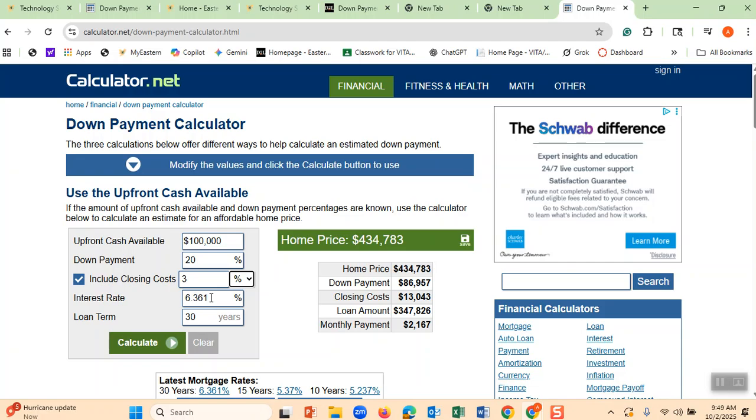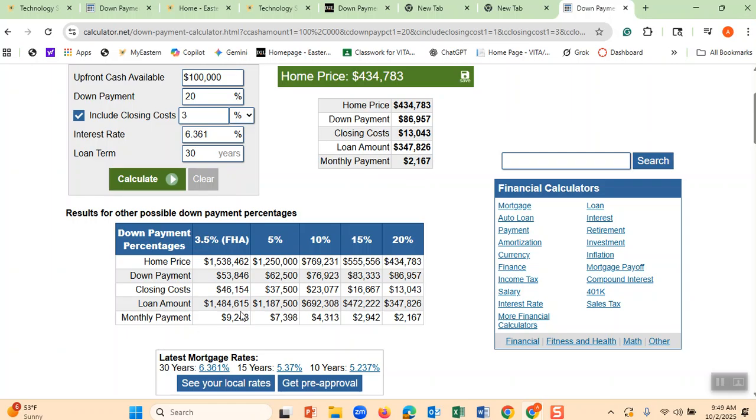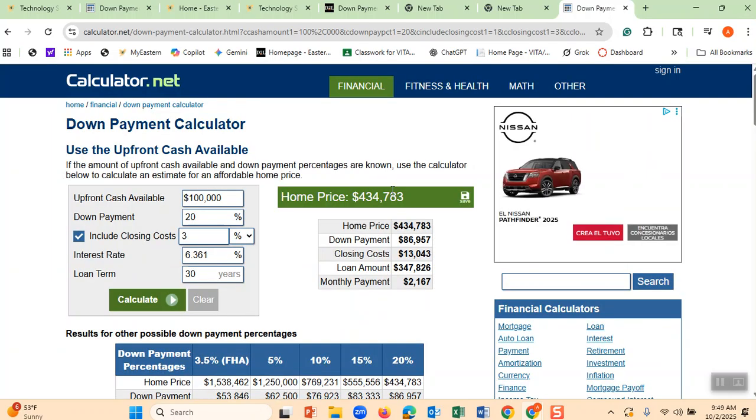And the real estate agent is telling you that interest rates are at 6.31, and we go with a 30-year loan, we click calculate. After we click calculate, the real estate agent says that here is the price of the house that you can buy, because 20% of that is 86,000, and then your closing cost, which was 3%, is here. If you add this 86 with this 13, you get your $100,000. And of course, as you all know, your salary as well plays a role. It is just your down payment.